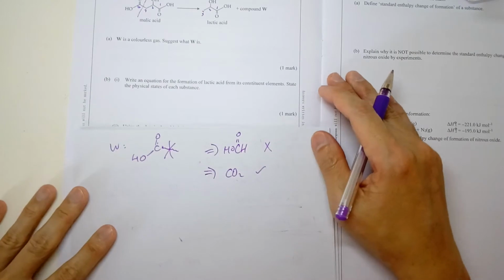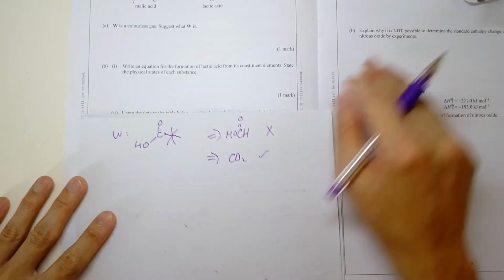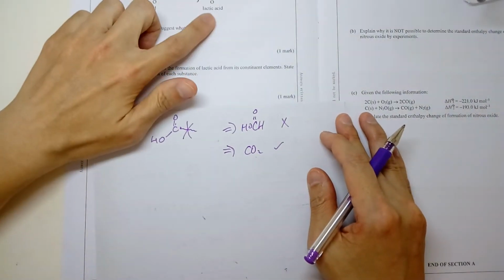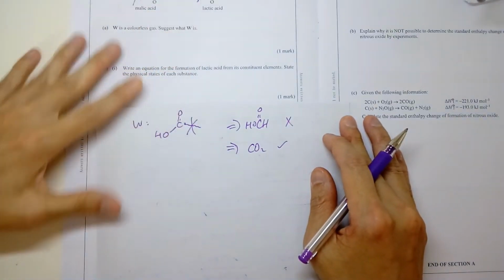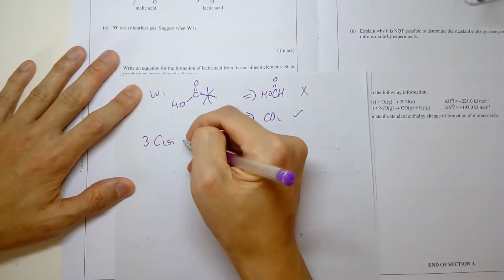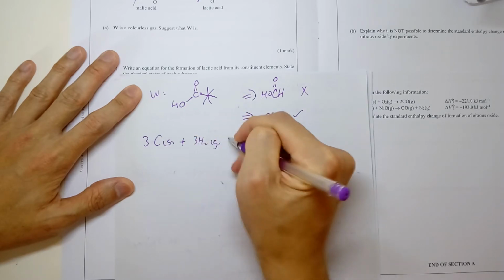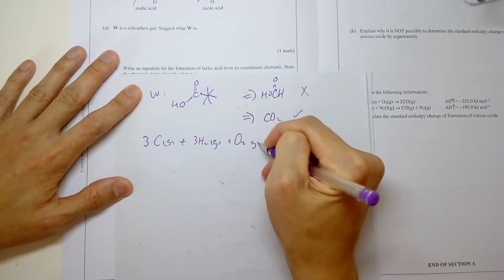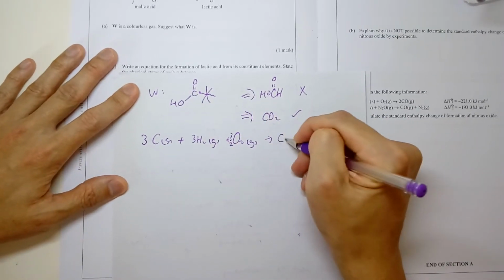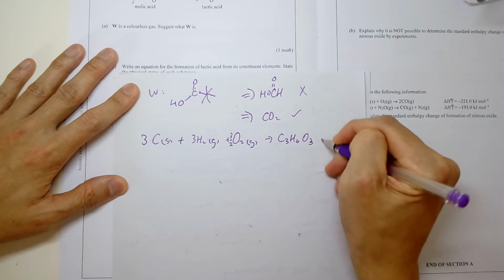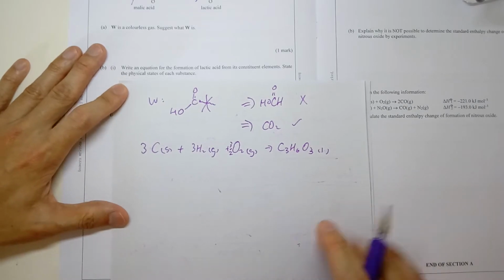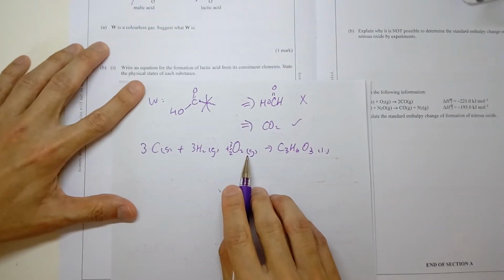The next one is: write down the equation for the formation of lactic acid from its elements. Okay, good. Lactic acid is given already, so many of you got the correct answer. Just write down all the elements involved and form C3H6O3 liquid, like this. And because this is the formation equation, the physical states as mentioned here must be included.